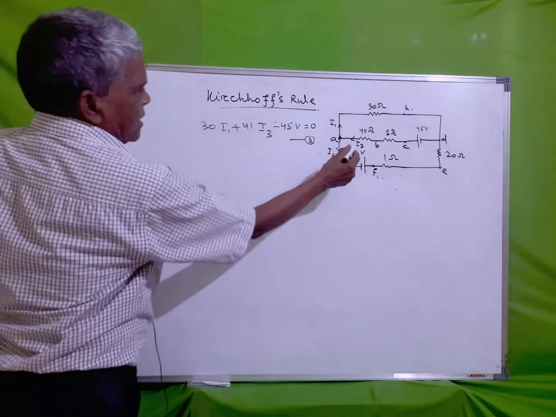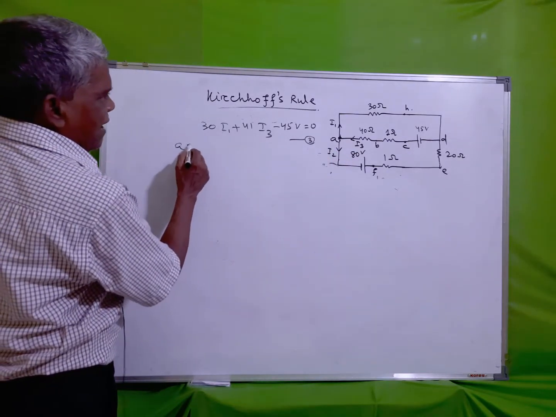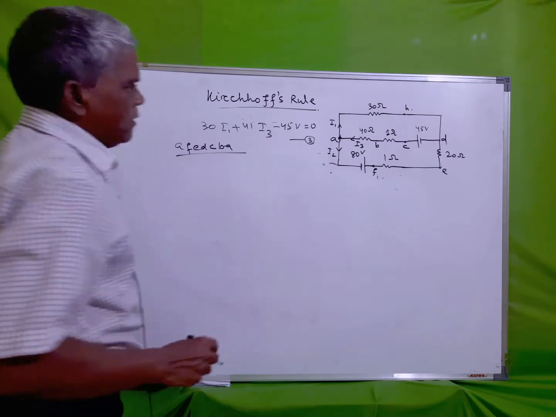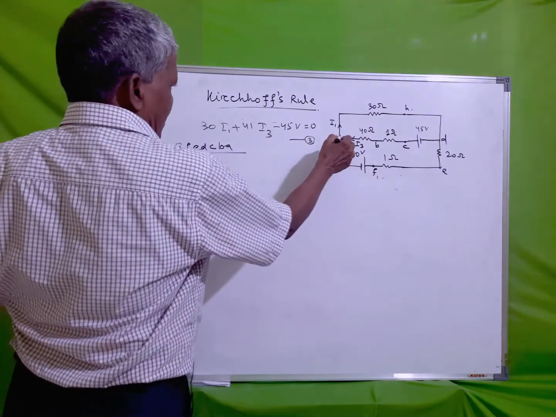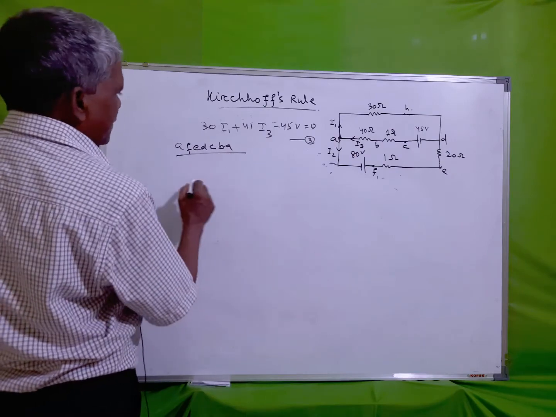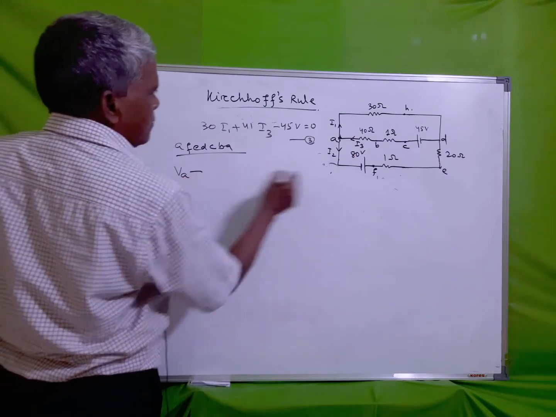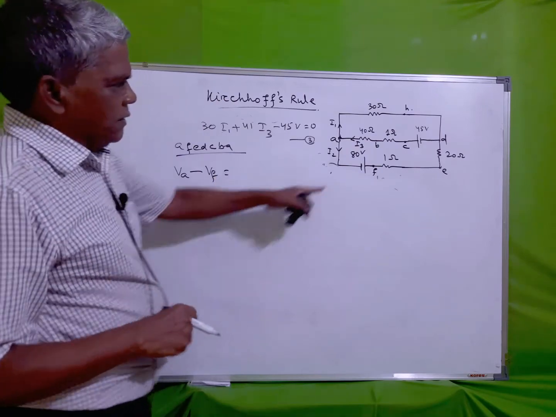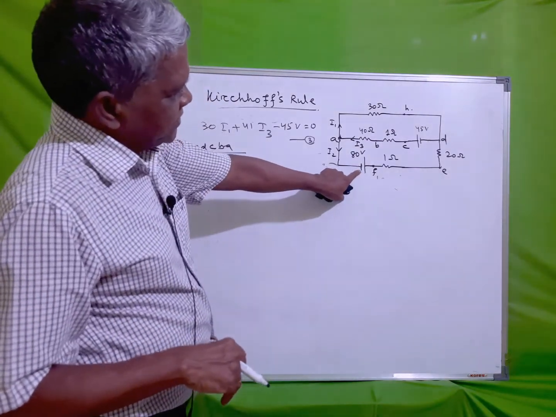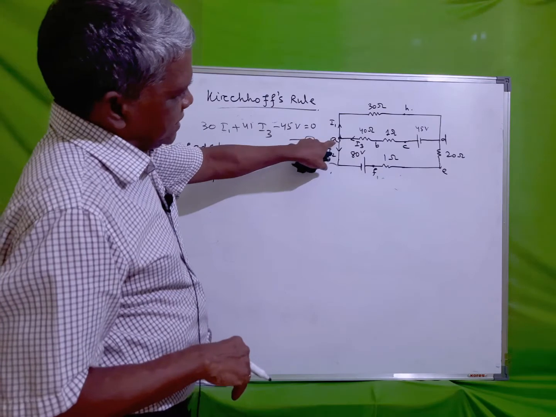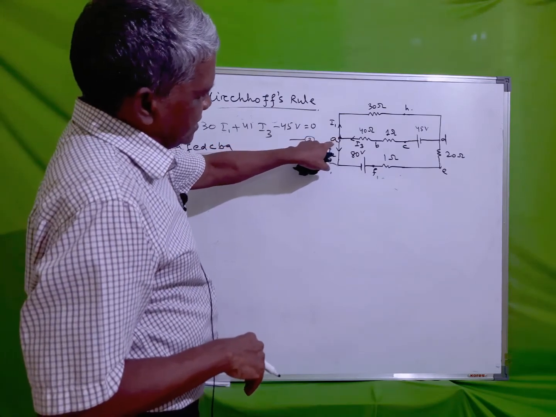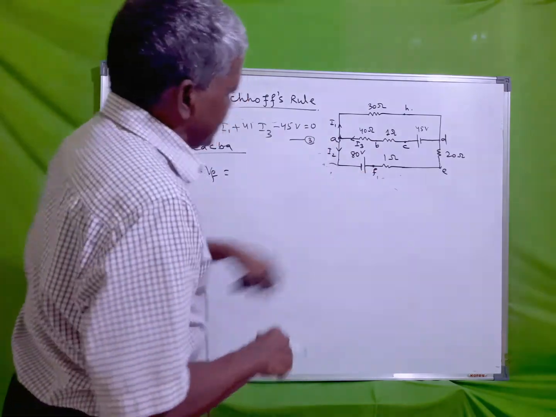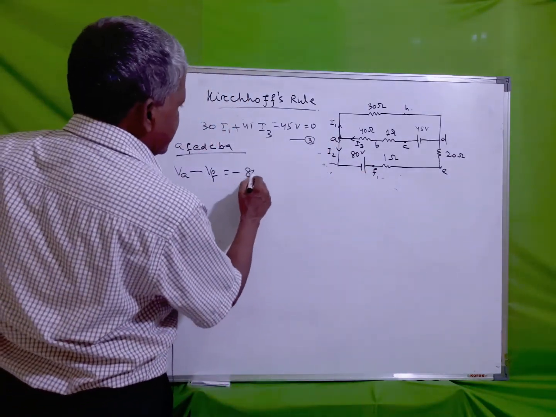Now let us consider the other circuit, AFEDCBA. Let us take the point A, VA minus VF. Here there is a battery or cell. This is negative potential, so it is a lower potential. This is positive, so it is higher potential. So the difference is negative, so it is minus 80 volt.